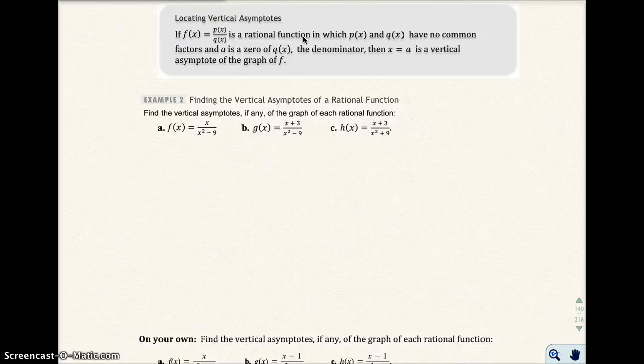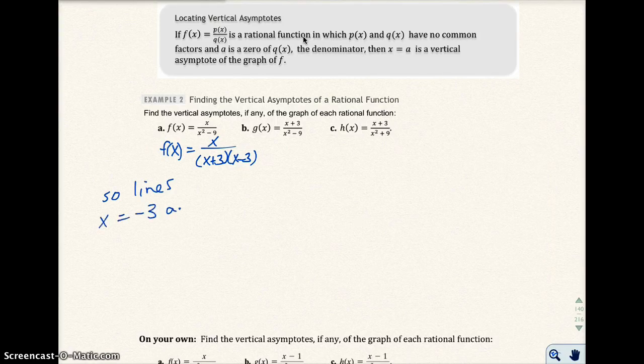So let's look at example 2. Okay, so here I have the rational function x over x squared minus 9. That's the same thing as f of x equals x over x plus 3 times x minus 3. So x cannot be negative 3 or 3. So the lines x equals negative 3 and x equals 3 are vertical asymptotes.